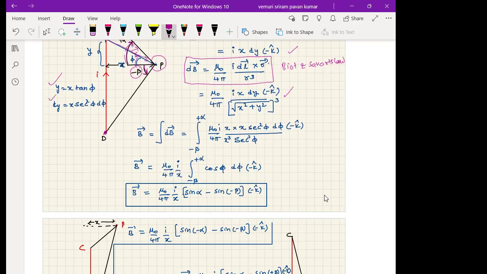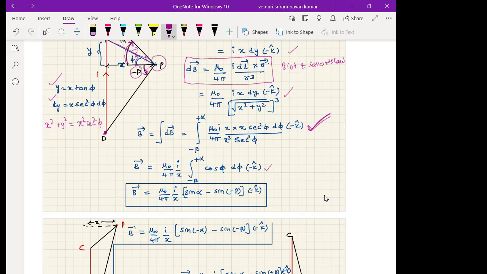Because see, when you are doing integration, everything must be in the same term. And one more important point: x square plus y square is what? x square plus x square tan square phi. That will become x square secant square phi. So I have substituted all that in this equation. Everyone just go through this equation and confirm whether you followed it or not. Have you followed this? Right.